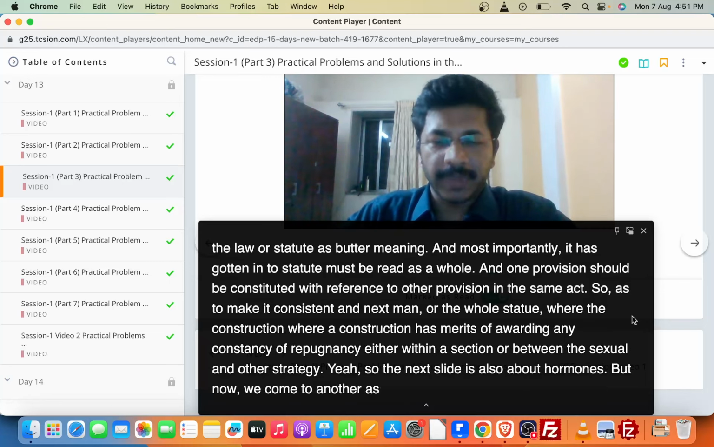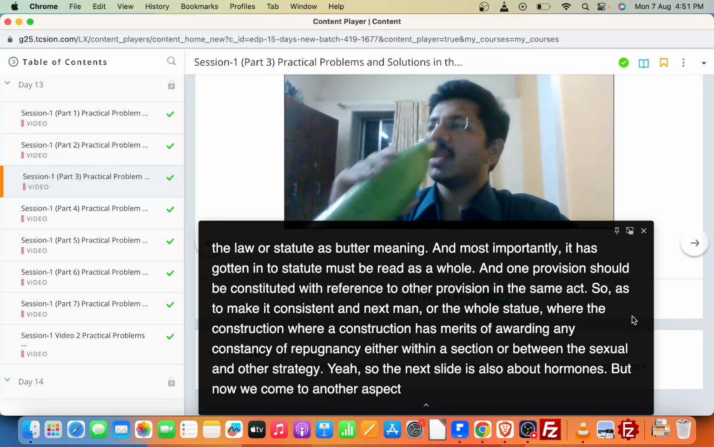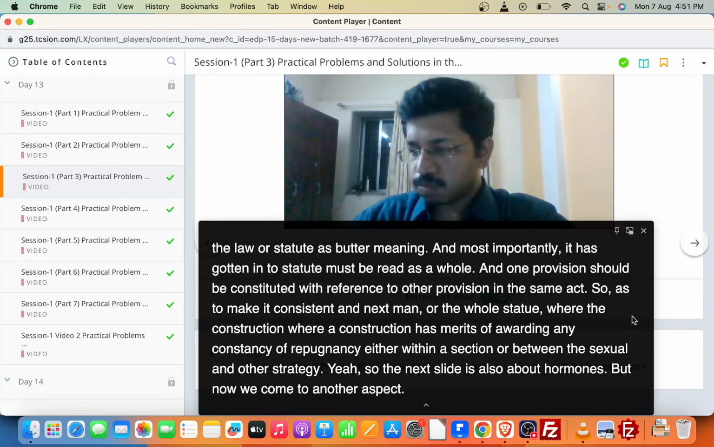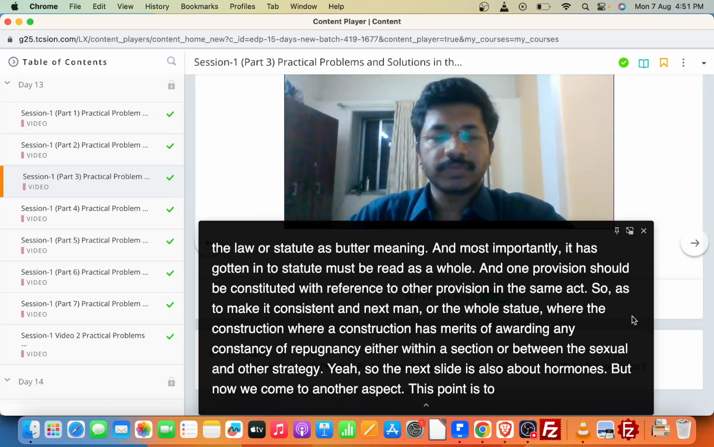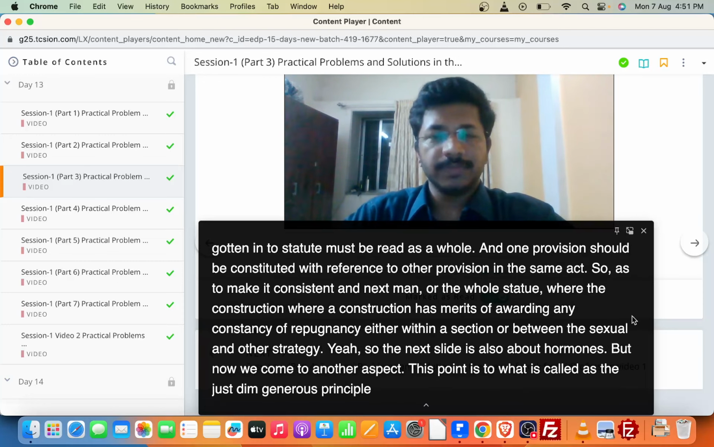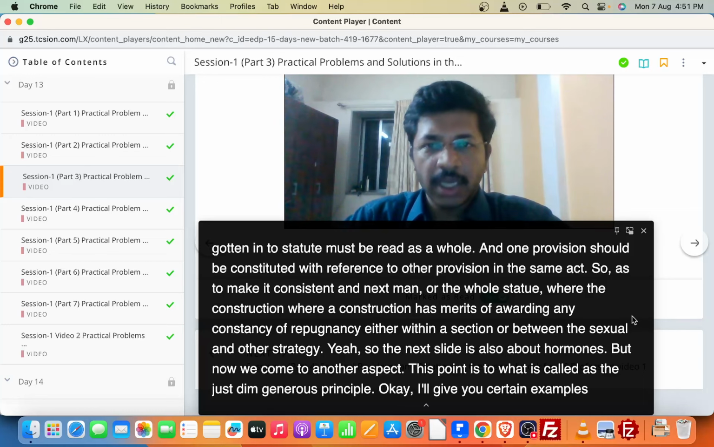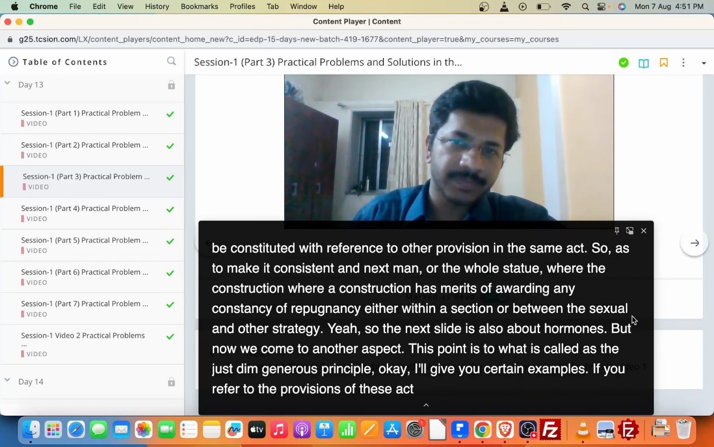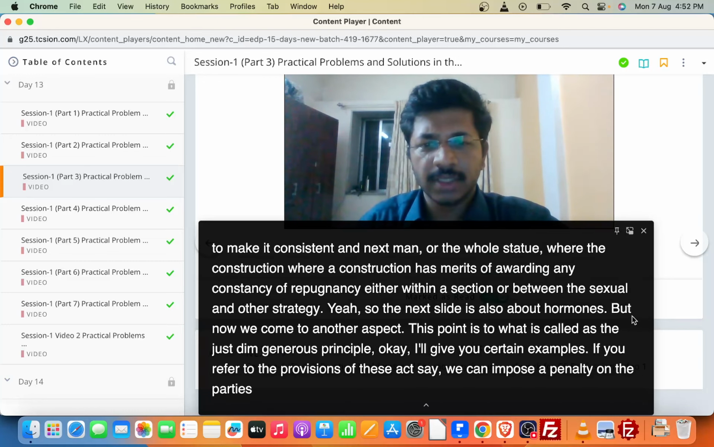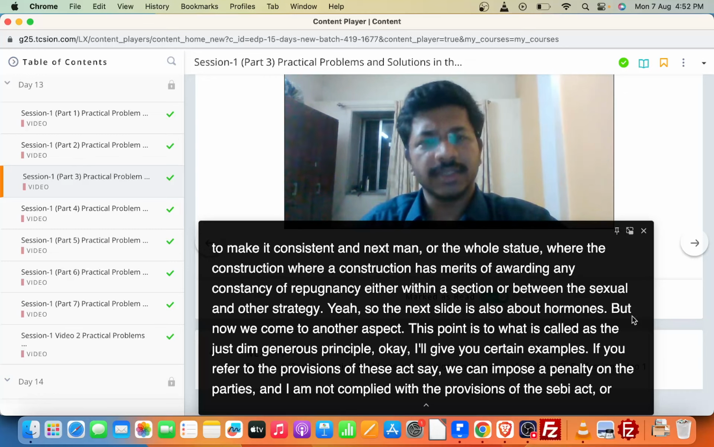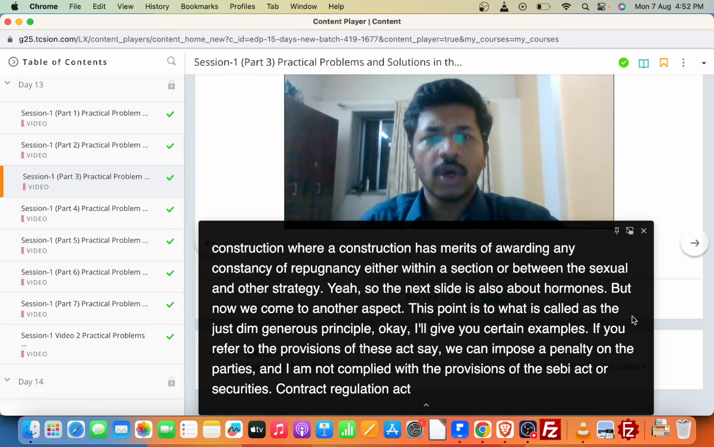Now we come to another aspect. This point relates to what is called the ejusdem generis principle. Okay, I'll give you certain examples. If you refer to the provisions of the SEBI Act, SEBI can impose a penalty on the parties that have not complied with the provisions of the SEBI Act or the Securities Contracts Regulation Act or the relevant provisions of the Depositories Act.